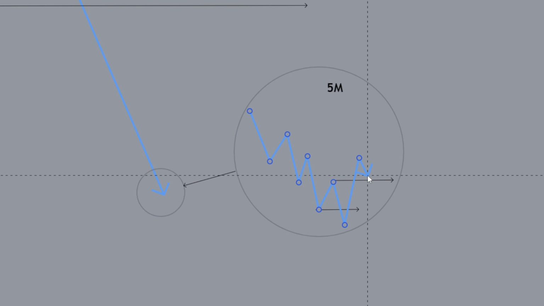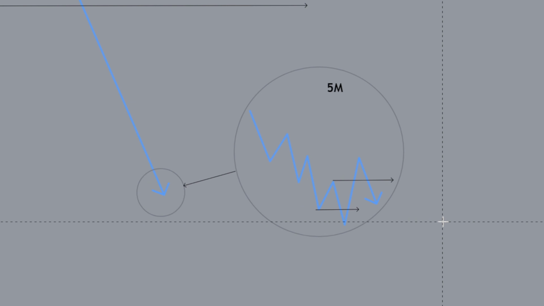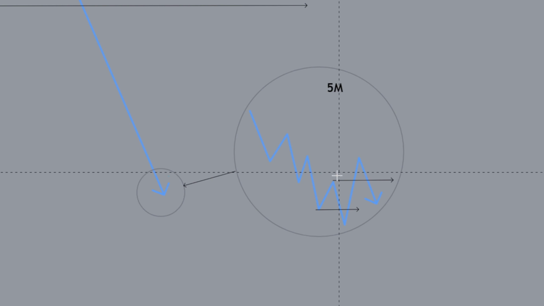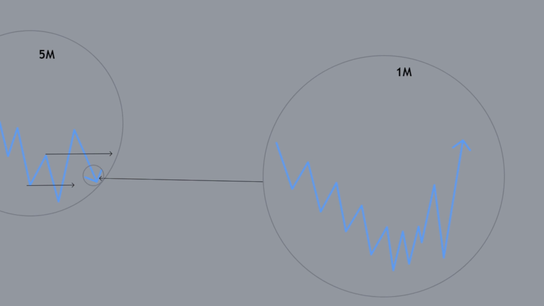So some people may consider this a CHoCH. Some people call this a change of character. Some people call this a trend switch. So there's so many different terminologies out there. I just want to go with plain and simple. It broke structure to the downside, it's breaking structure to the upside. Right now, it's determining where the next move will be.